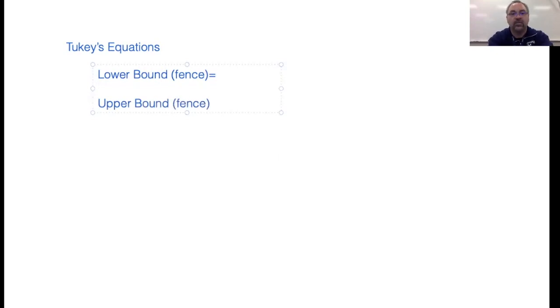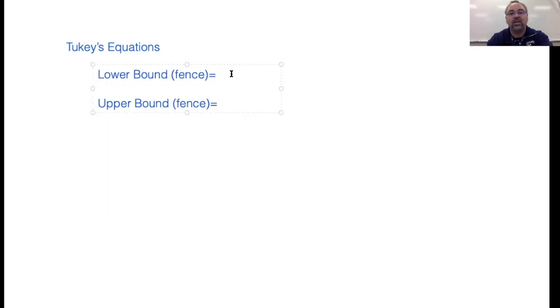So Tukey, what he did was he said, okay, we want to really quantitatively define what it means to be an outlier. So he defined what is called the lower fence or lower bound. Sometimes it's called a fence. And the upper bound, also upper fence if you want.